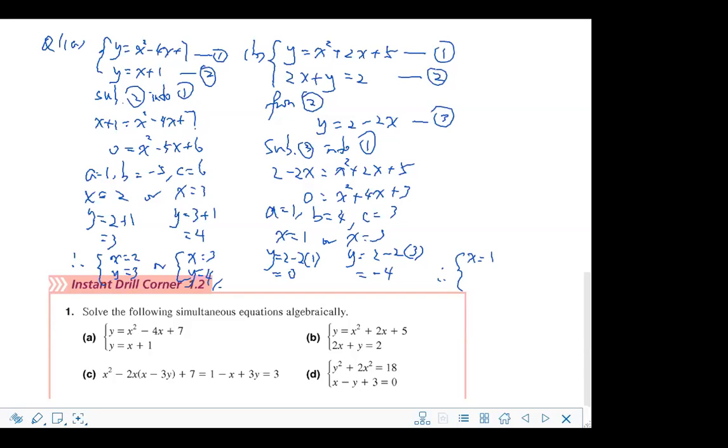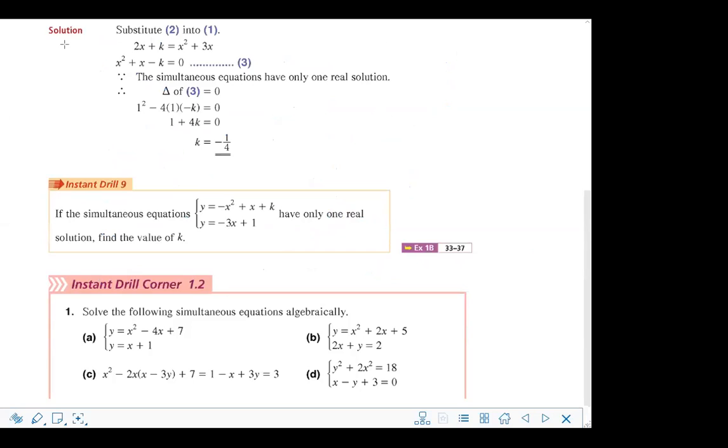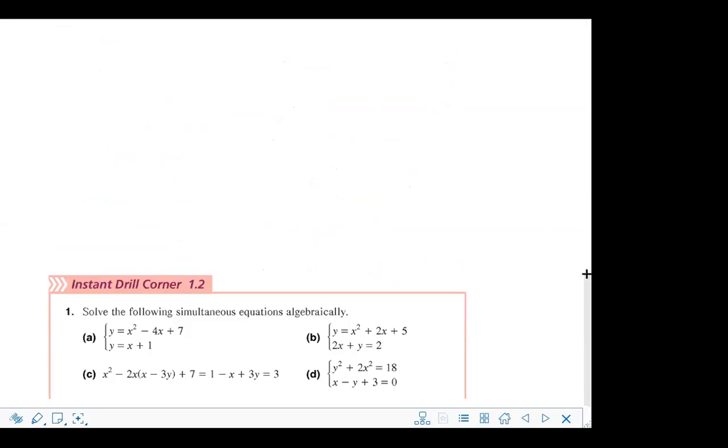x is 1 and y is 0. Or x is 3 and y is negative 4. Okay? So that is the answer of part B. Is that okay? And then I'm going to clear the board. Part C.